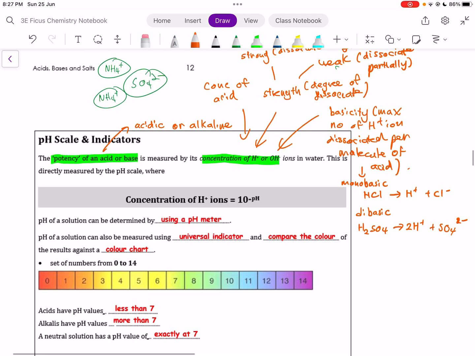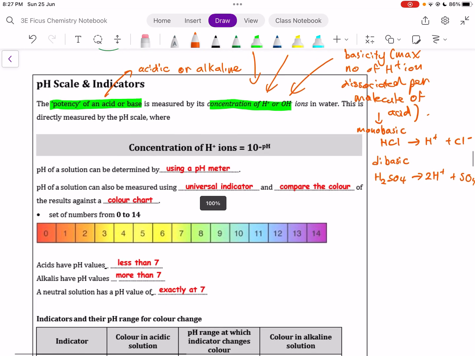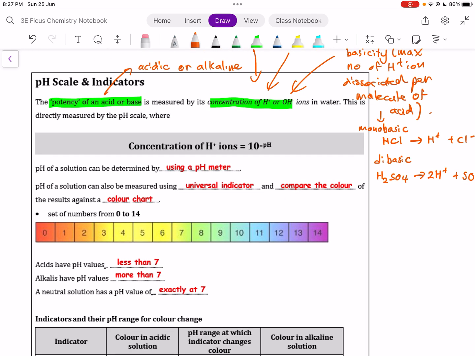Let's go to how the concentration of H plus is related to pH. This might look a bit complicated, but this is actually outside your syllabus, just for your information only. The point of putting this here is to tell you that the lower the pH, the higher the concentration of H plus. Just to show this relationship.